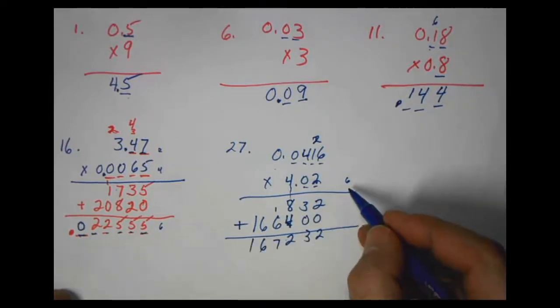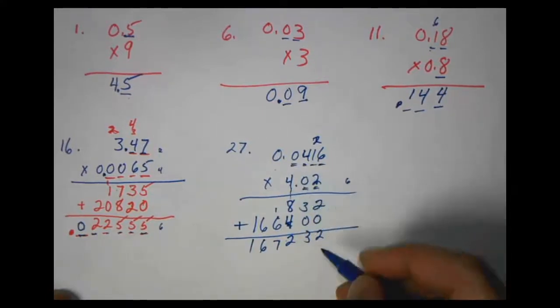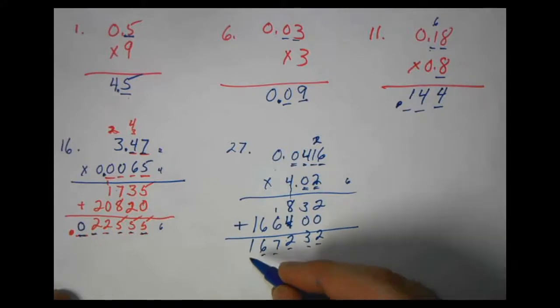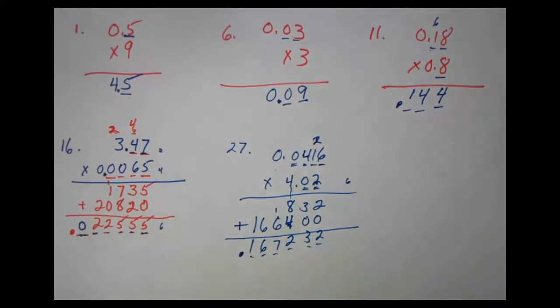Drop down. So how many spots are we going to go over? 6, right? Because we had 1, 2, 3, 4, 5, 6. 1, 2, 3, 4, 5, 6. Decimal. We didn't need to add any this time.